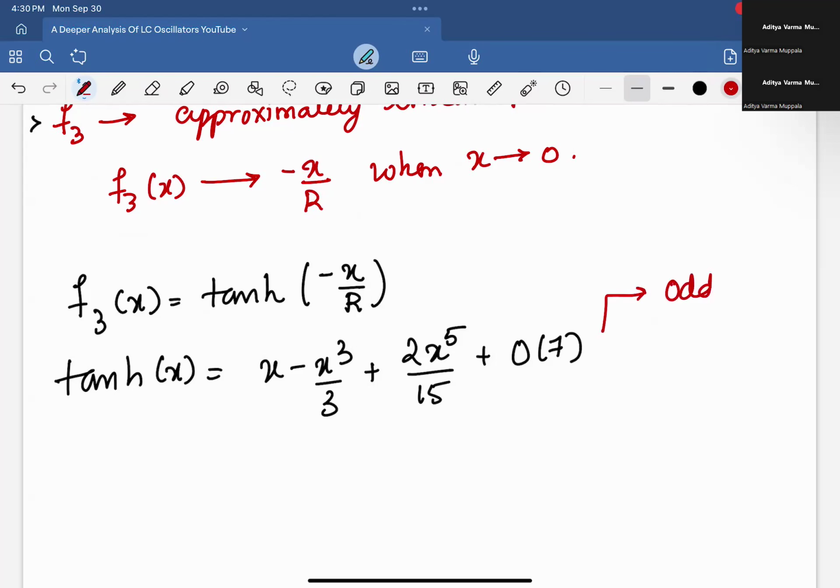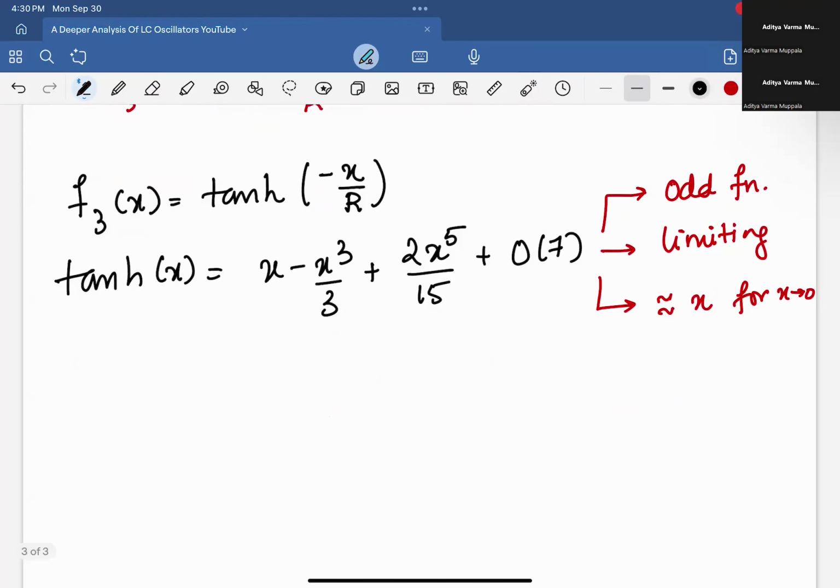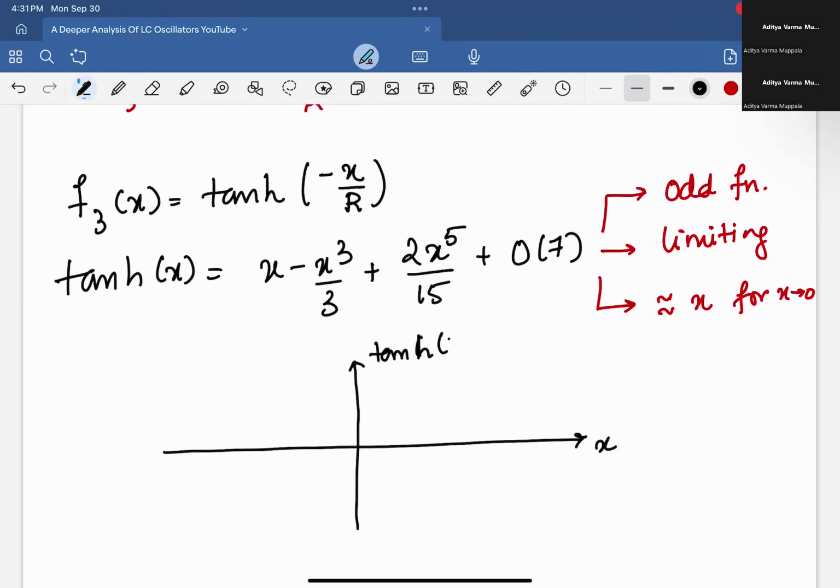It's an odd function. And if you plot it, you'll see that it has limiting behavior. And of course, when x is very small, as x tends to 0, this converges to approximately x. So it has all these properties. And if you actually plot the function, which hopefully most of you have seen before, x versus tanh of x, it looks something like this.